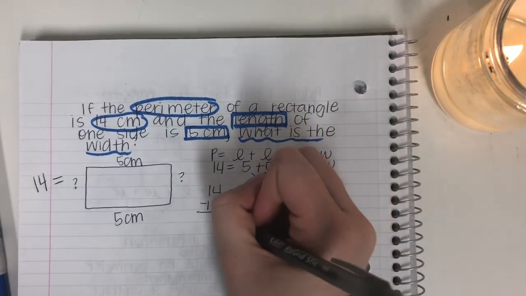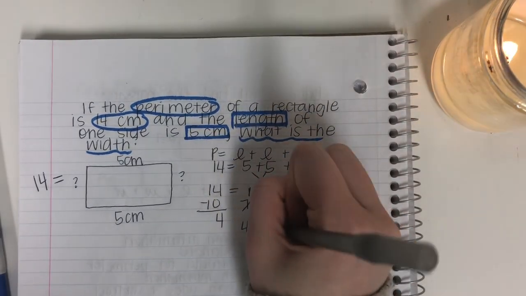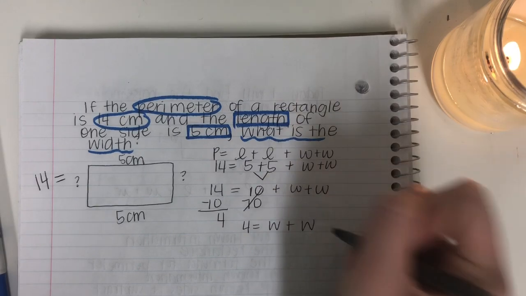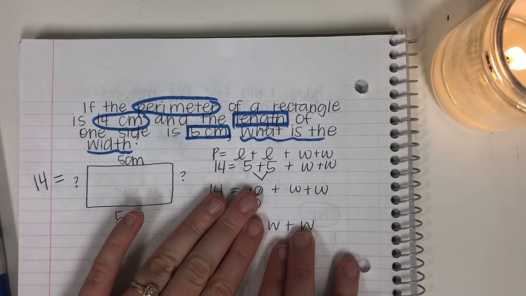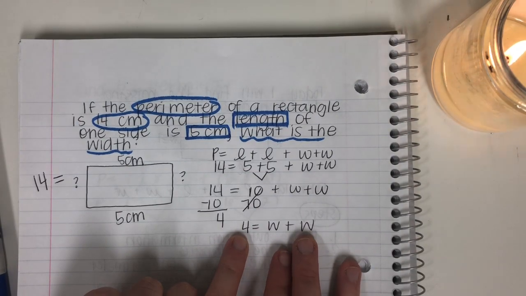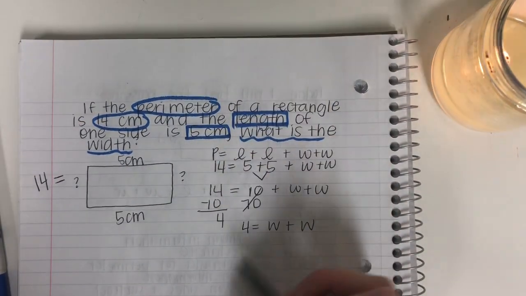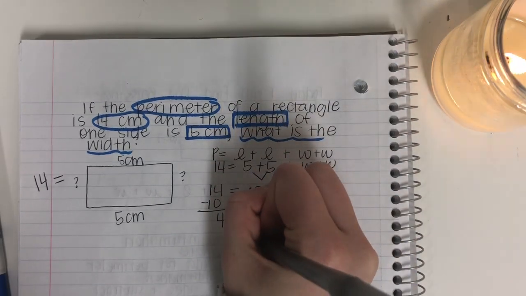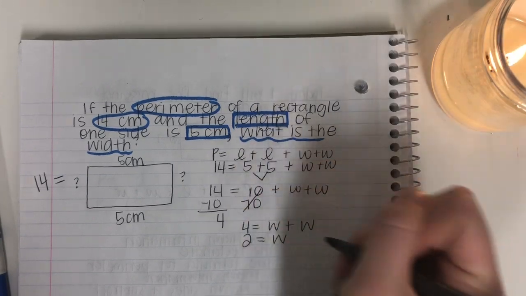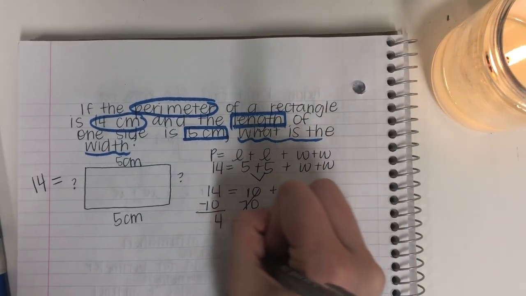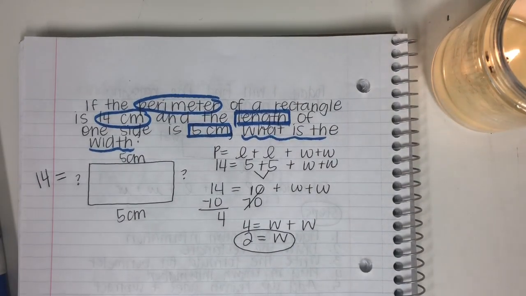4 minus 0 is 4. So 4 equals W plus W. So I got to think what two numbers when added give me 4, or 4 divided by 2 is what? Well, I know that 4 divided by 2 is 2. So 2 equals W. So there we go. 2 is your width.